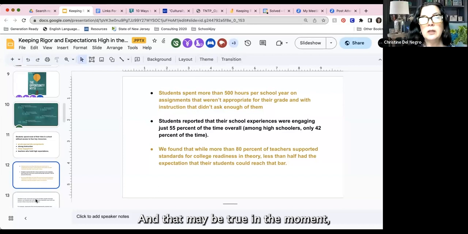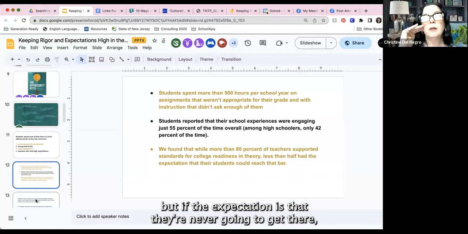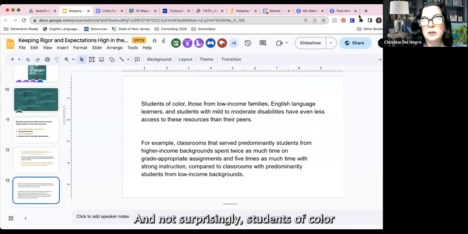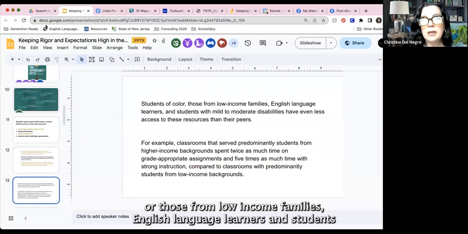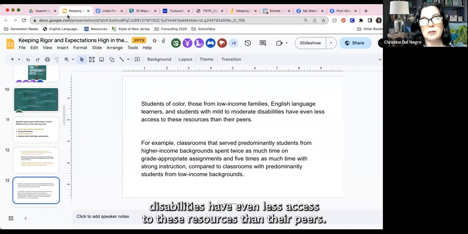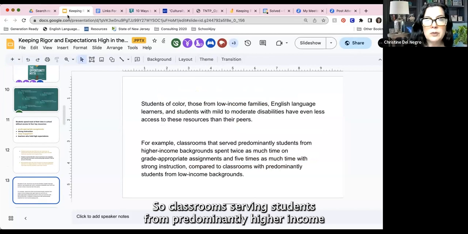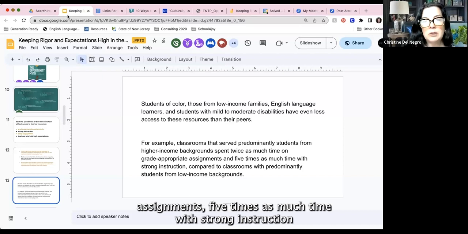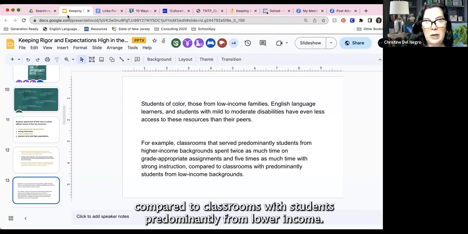And that may be true in the moment, but if our expectation is that they're never going to get there, they're never going to get there. And not surprisingly, students of color or those from low-income families, English language learners, and students with mild to moderate disabilities have even less access to these resources than their peers. So classrooms serving students from predominantly higher income backgrounds spend twice as much time on grade appropriate assignments, 5 times as much time with strong instruction compared to classrooms with students predominantly from lower income.